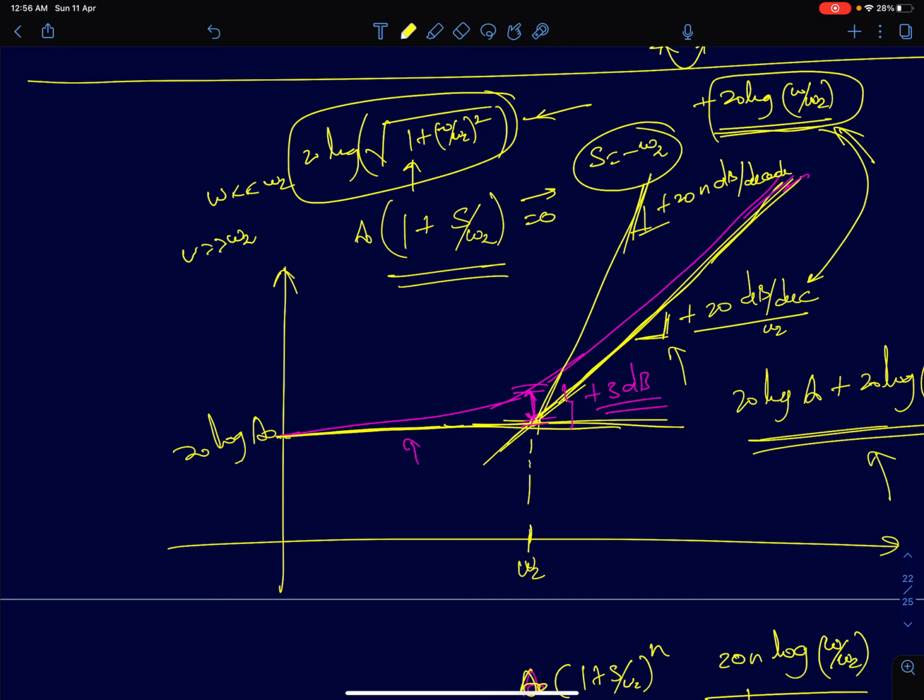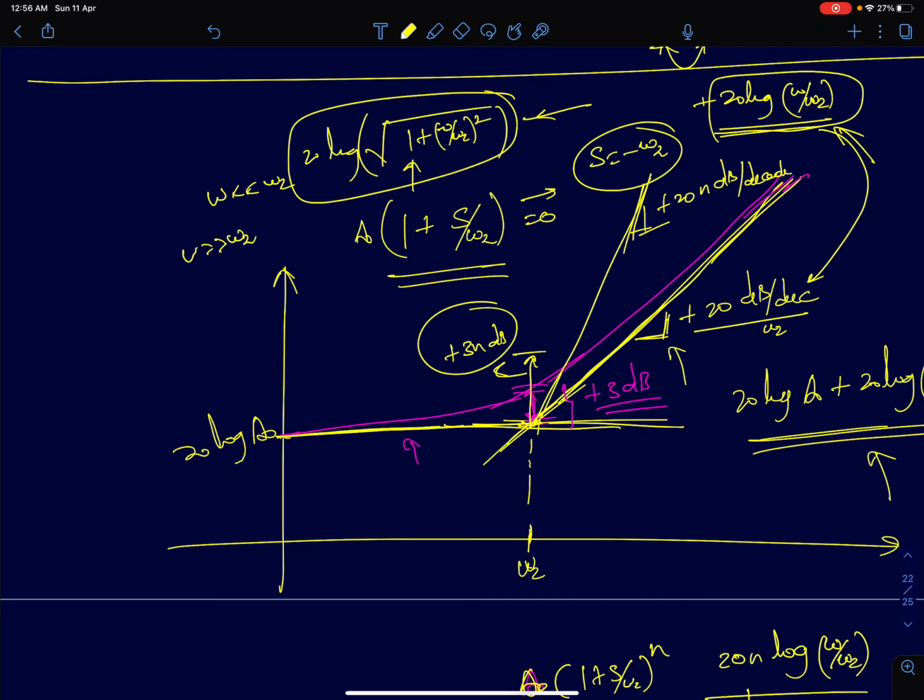When you draw the actual Bode plot, you will see that at omega equal to omega z, you will be off by, again this you can very easily show the same way we showed it for a pole, it will be plus 3n decibels higher. In case of a pole, it will be 3n decibels lower. In case of a zero, it will be plus 3n decibels higher.